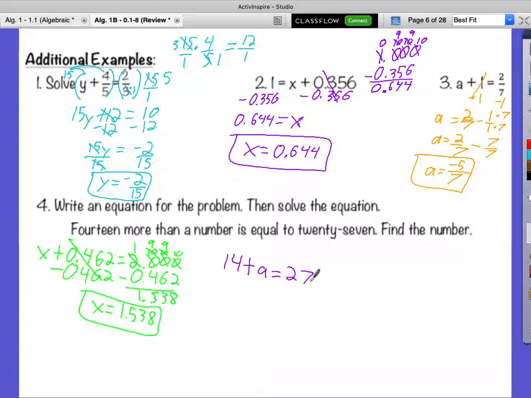Okay? Questions on how we got that equation? 14 more than means add a number, so it's a variable called A, equal 27, okay? Now I want you guys to solve this equation. So we write the equation, now I want you guys to solve it.